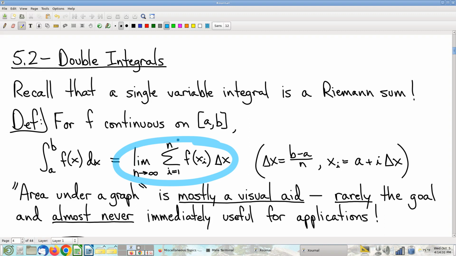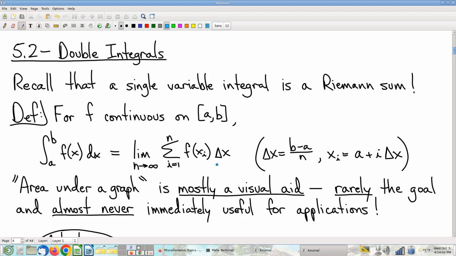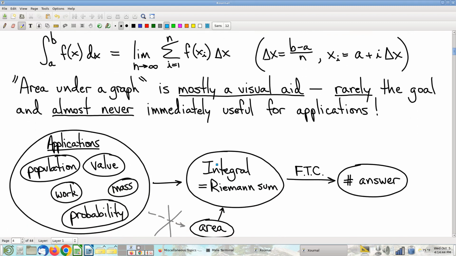The thing is, that's not what Riemann sums are for. Riemann sums are not for computing integrals. They're for defining integrals. And very importantly, they are for connecting applications to integrals.